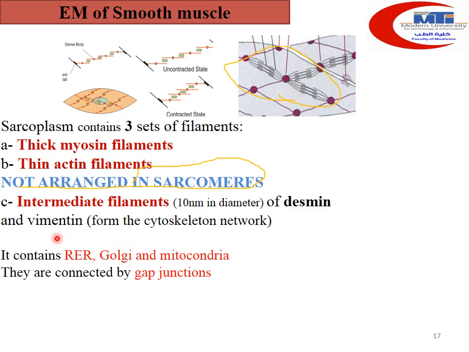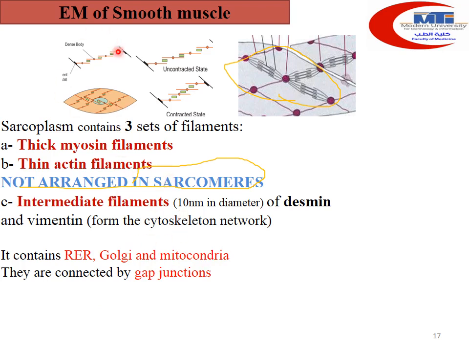Other contents of the sarcoplasm of smooth muscles: rough endoplasmic reticulum, Golgi apparatus, and mitochondria. They are connected by gap junctions.